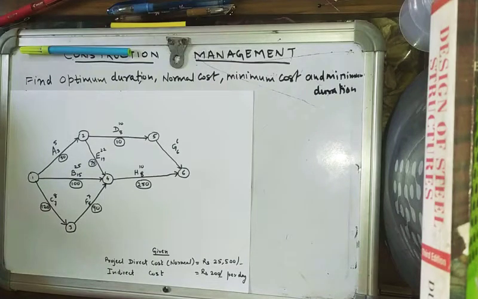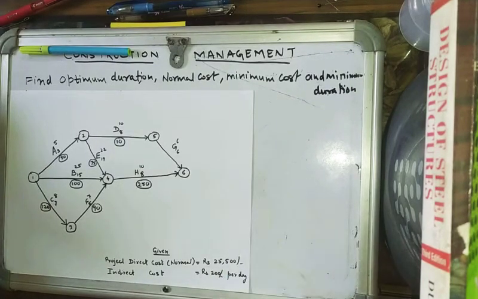So here is the problem where we have to find out the optimum duration, minimum duration, minimum cost, normal cost for this entire project. Here the project direct cost is given as 25,500 and indirect cost is given as 200 rupees per day.